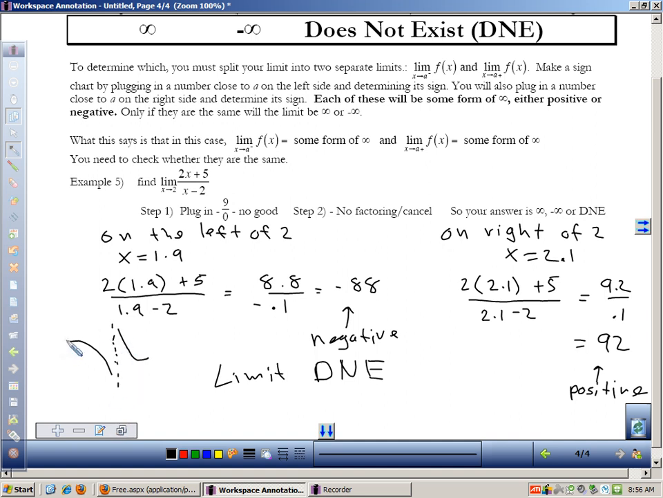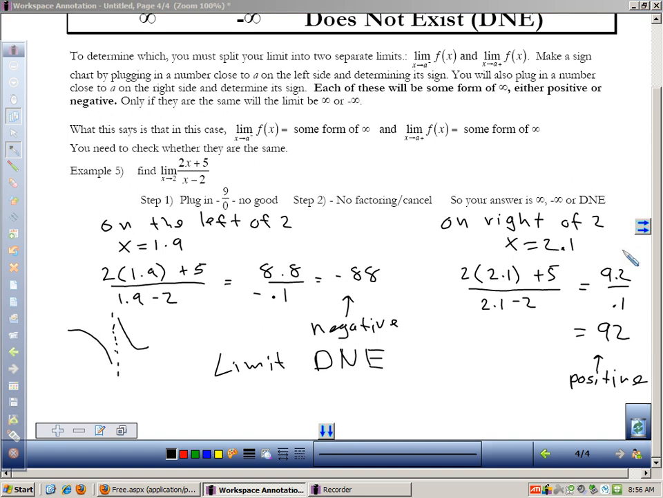So on the left, it goes to negative infinity. On the right, it goes to positive infinity. So this would be a very, very rough sketch of what the graph looks like. If they're both positive, our graph would look like this. And if they're both negative, our graph would look like this, going down.